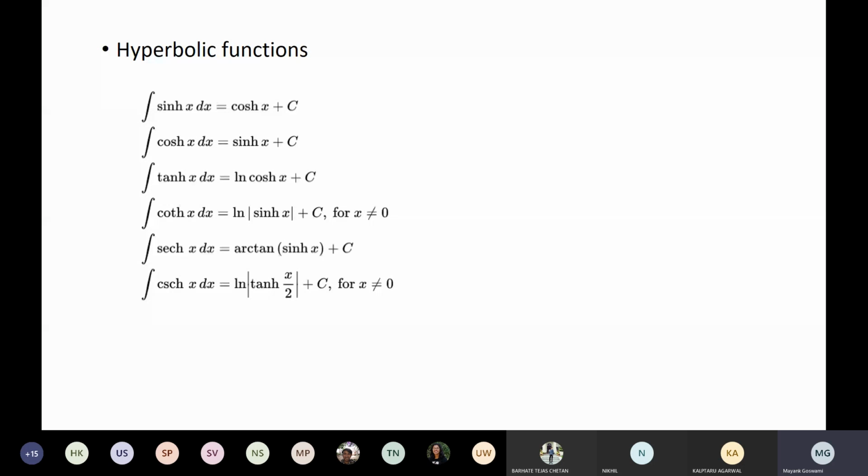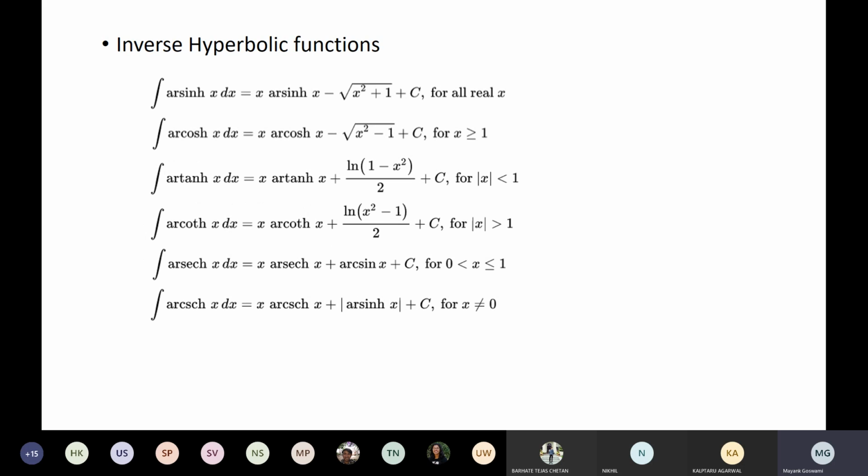Hyperbolic functions: the integral of sinh x dx is equal to cosh x, and the integral of cosh x dx is equal to sinh x plus c. Go through all these. And then inverse hyperbolic functions: the integral of arc sinh x dx is x arc sinh x minus the square root of x square plus 1 plus c.